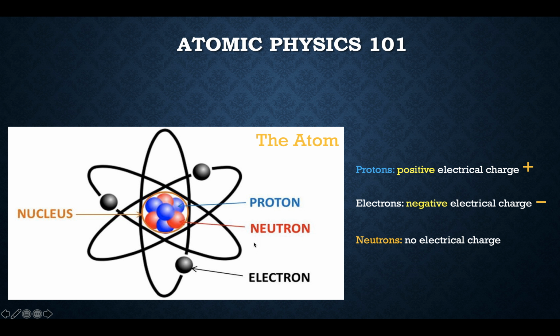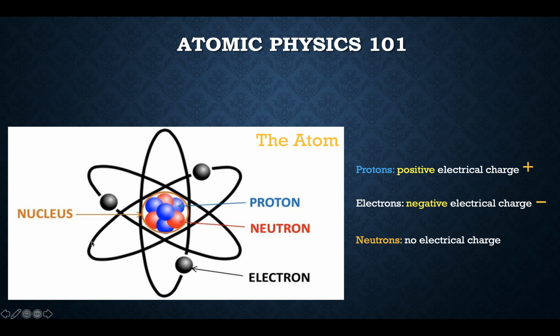Here we have an atom, right? And in the center of the atom, we have something called the nucleus. The nucleus contains protons and neutrons. Protons have a net positive electrical charge, whereas neutrons, the red dots, have no electrical charge, right? They're neutral. Surrounding the nucleus, you can see we have electrons. Electrons have a net negative electrical charge.